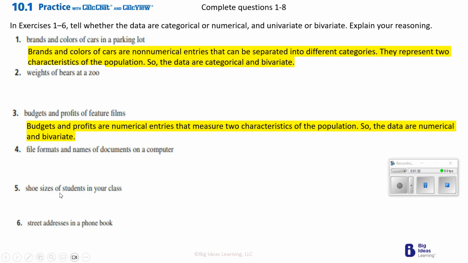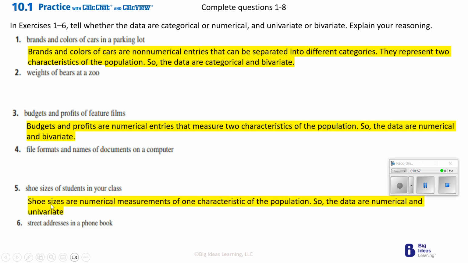Number 5, shoe size of students in your class. The shoe size is numerical. And students in your class, really, that's not going to be broken up. That's really one category. So that's univariate. I'm sorry, I didn't mean the category, I mean it is univariate. So we're talking numerical and univariate here. The shoe sizes are numerical measurements of one characteristic of a population. So the data are numerical and univariate.